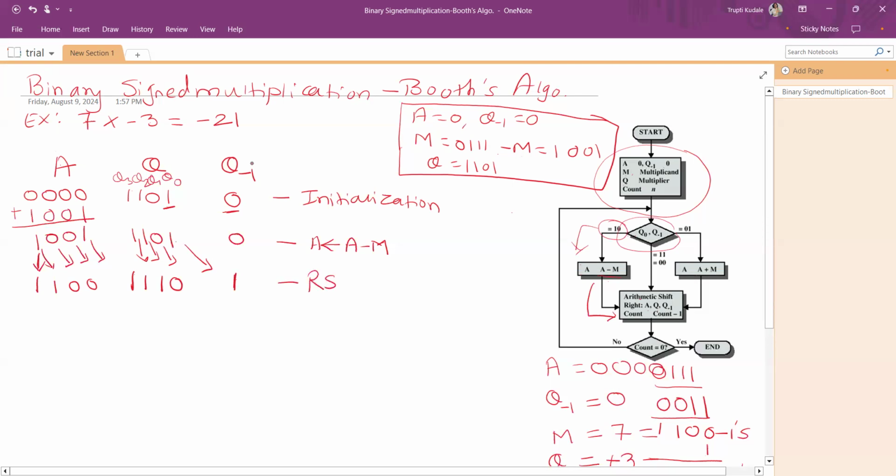Okay. So after right shift, reduce your count. Now here in the initial stage, my count was 4, right? Count was 4. In this step, after right shift, now my count will be reduced by 1. It will be 3. And this will be called cycle 1.